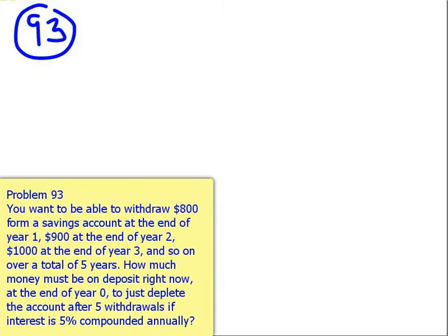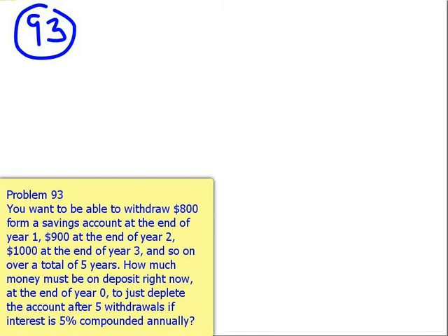To withdraw $800 from a savings account at the end of year 1, $900 at the end of year 2, $1,000 at the end of year 3, and so on over a total of 5 years. How much money must be on deposit right now, at the end of year 0, to just deplete the account after the fifth withdrawal if interest is 5% compounded annually?